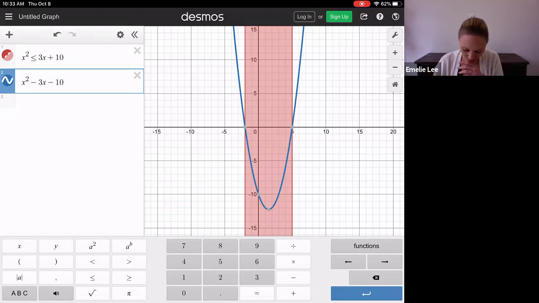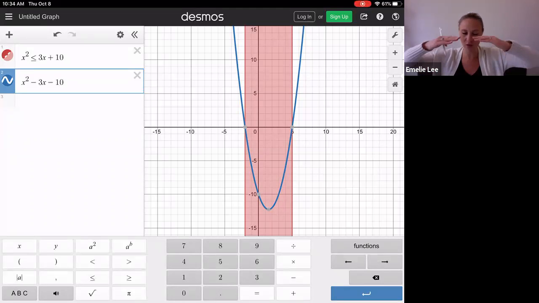Anyways, when we draw that graph, the blue graph, once I moved everything over to the left-hand side, I would have 0 on the right-hand side. So I'd have x squared minus 3x minus 10 is less than or equal to 0. I didn't multiply by a negative, so everything's fine. X squared minus 3x minus 10 has to be less than or equal to 0.